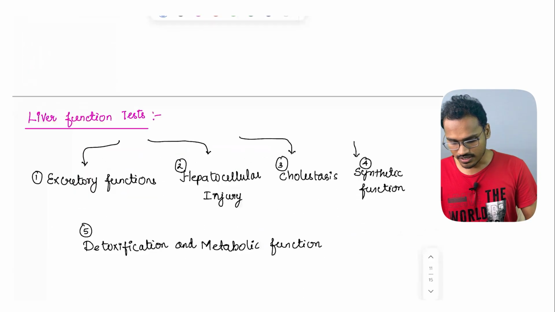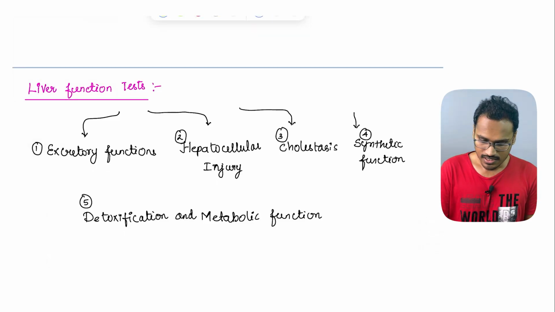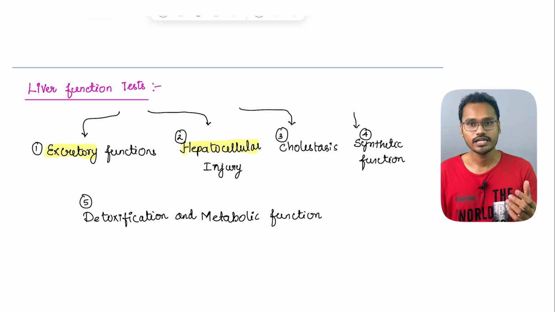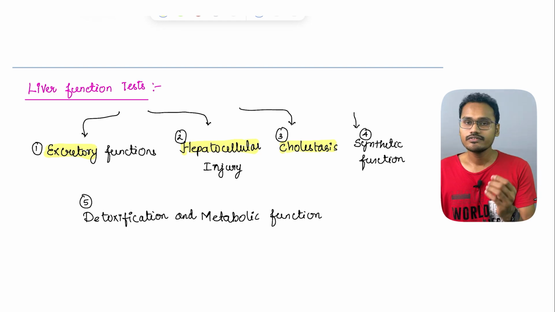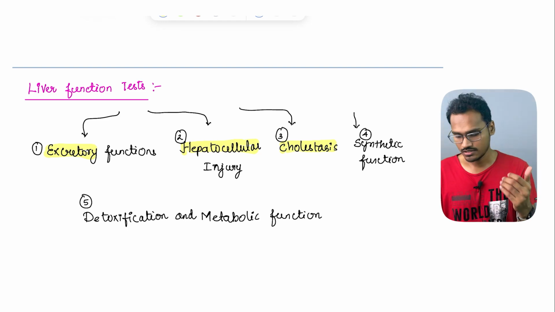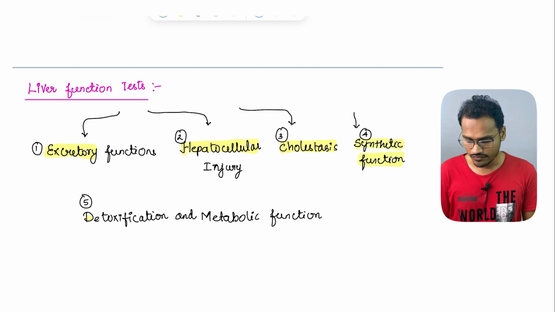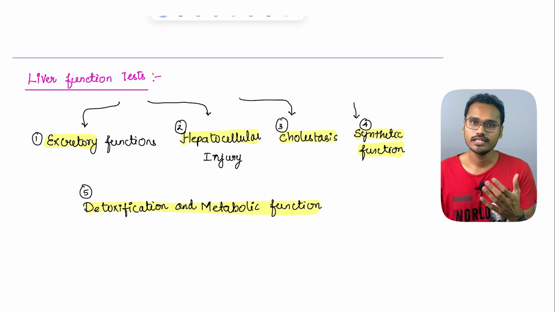Coming to the liver function test, it can be categorized in many different ways. One of the easiest ways is that there are excretory functions of the liver that can be tested, or there are tests which can detect hepatocellular injury, and there are tests which can detect stasis, that is cholestasis. And the liver produces some important proteins, which can be tested via the synthetic functions. And finally, some of the detoxification and metabolic functions can also be tested. So these are the various functionalities of the liver which can be tested with various different tests.